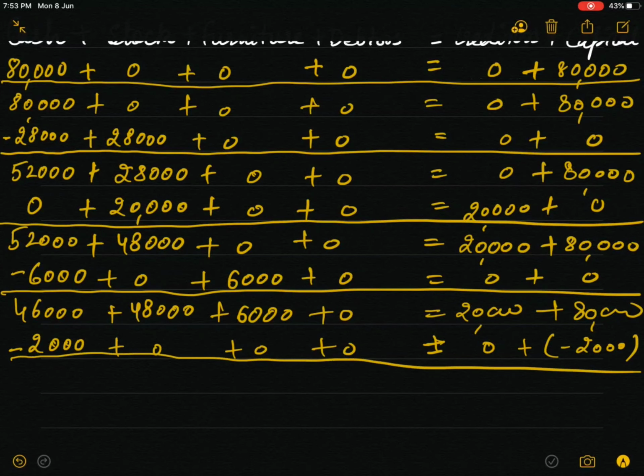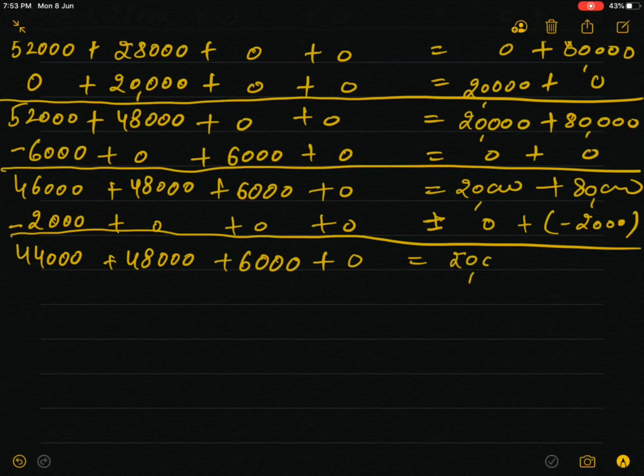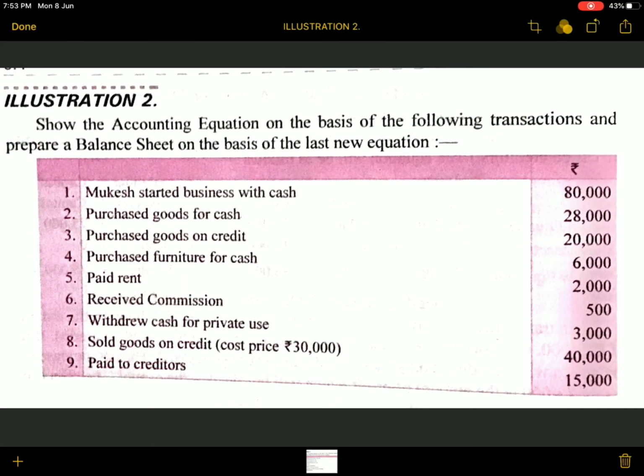The new equation is 44, 48, 6, 0, 20 plus 78,000. The next transaction, transaction 6, is received commission. It is also a nominal account, but it is an income. It will be added to both cash as well as capital.